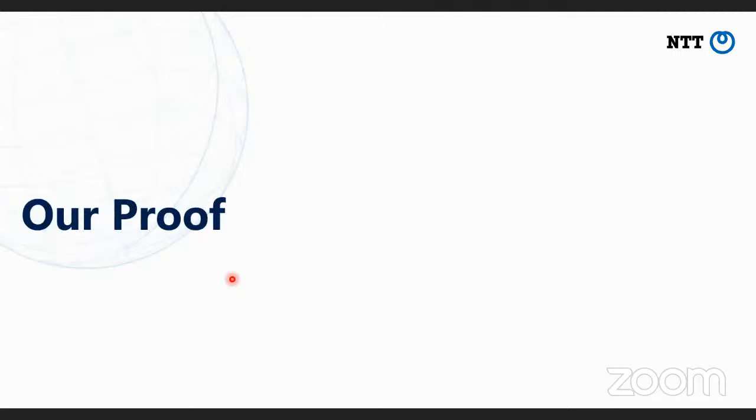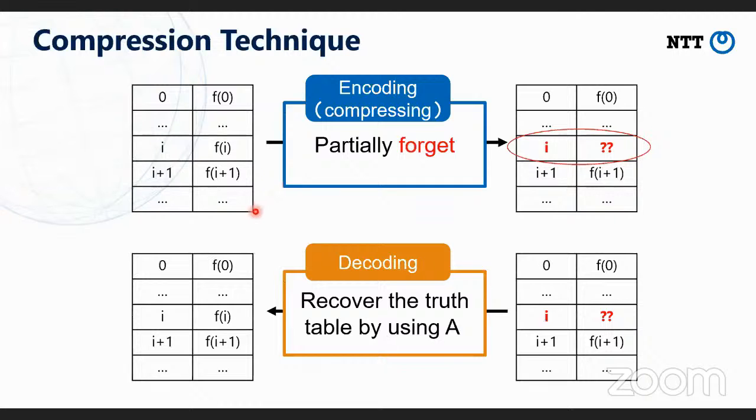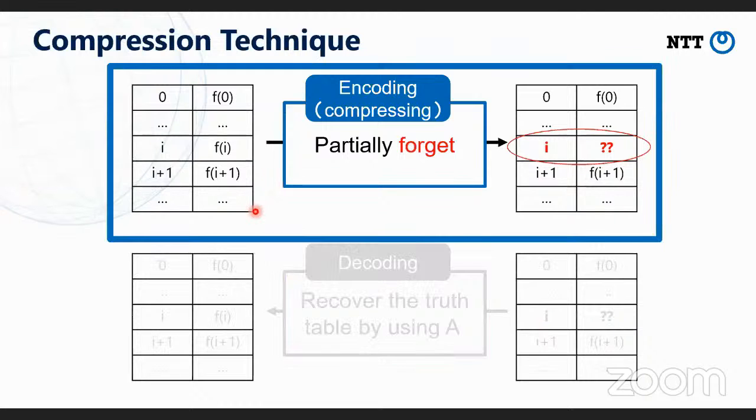And next, I'd like to explain our proof. So recall that what we want to prove is the hardness of inverting a random permutation F in the setting that the two oracles, F and the additional oracle CallFinder, are available. And the adversary A queries the descriptions of quantum circuits of some functions to the CallFinder oracle. And again, we use the compression technique. And so first, I will explain our encoder.